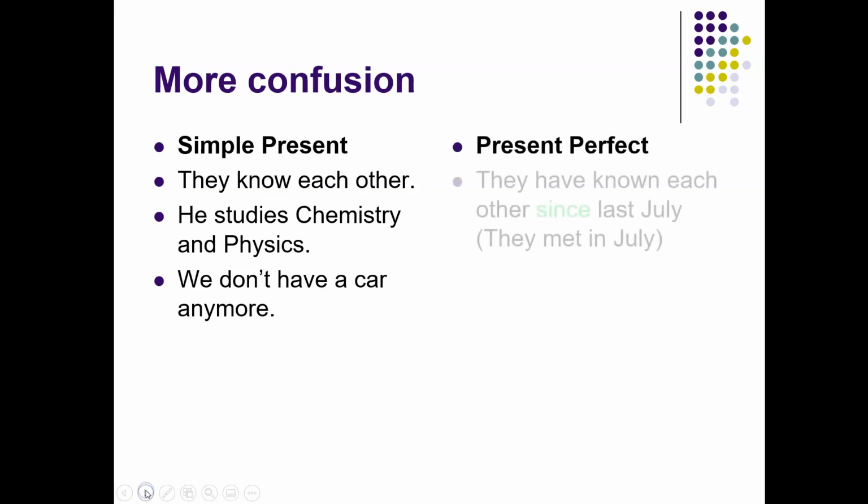In the present perfect, I would say they have known each other since last July, which means, oops, I'm missing the period there. It means they met in July, and they still are friends. Like I have known you guys, some of you I've known for maybe a couple of years because I was your teacher before, but some of you I met last week. So I've known you since last week.